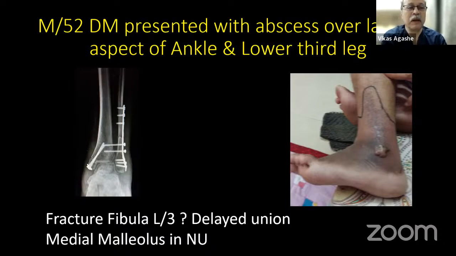This is just a simple bread and butter case, reasonably straightforward. This is a middle-aged person with diabetes. He presented with an abscess over the lateral aspect of the ankle, as you can see here. The medial malleolus seems to be in non-union. The lateral malleolus possibly too, not too sure.